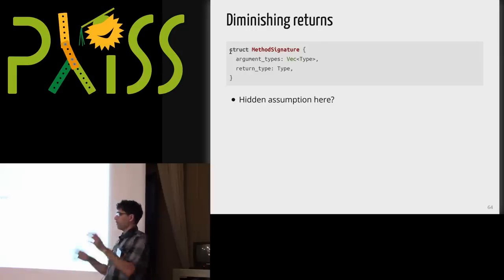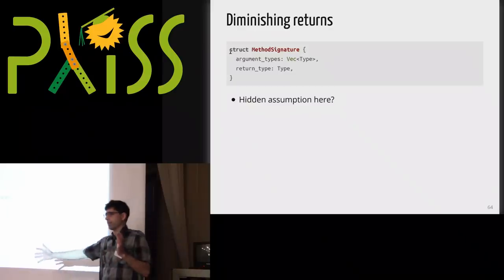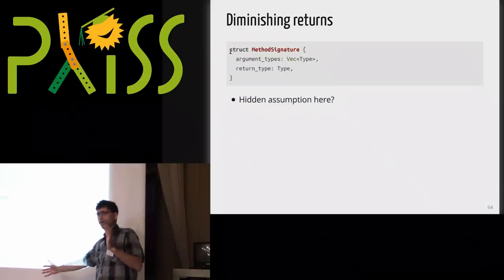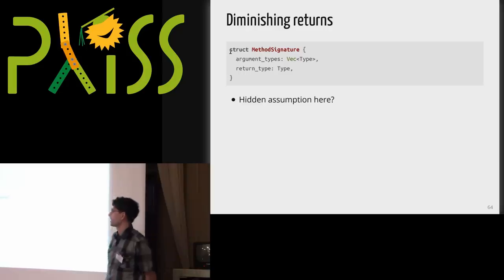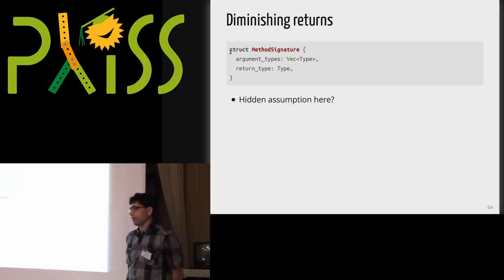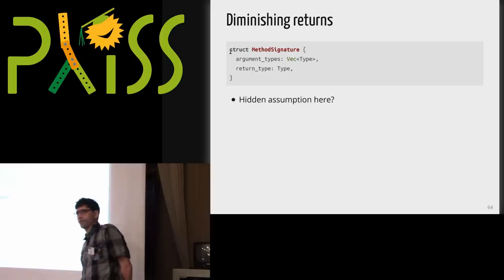If you saw an error earlier on, you never want to report a second error related to that code because you really don't know what's happening, right? Ideally. However, that can be difficult. So if we have this structure that stores the signature of a method, it says here's the argument types, there's a list of types and a return type. There's a hidden assumption here, for example, that we know the arity. We know how many arguments there are in the function.